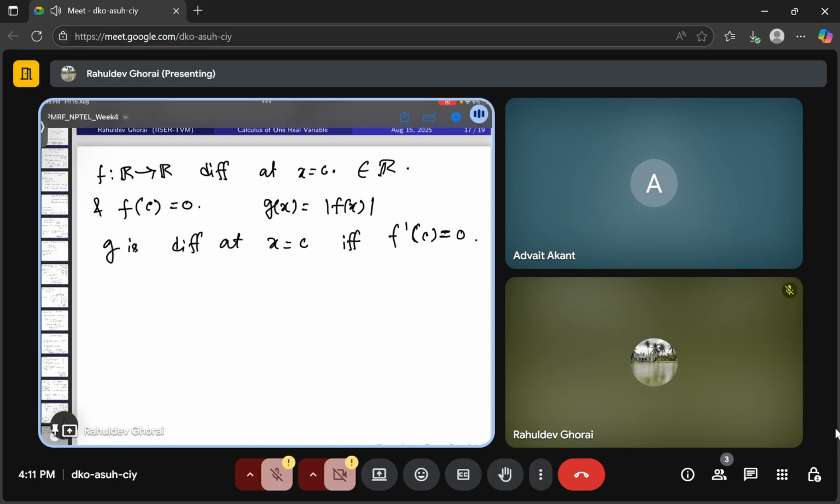So we have a function f of x which is differentiable at c, and you know f of c is equal to 0 also. And then if you define g of x, or if you think about the function mod of f of x, that will be differentiable at c if and only if f prime c is equal to 0.